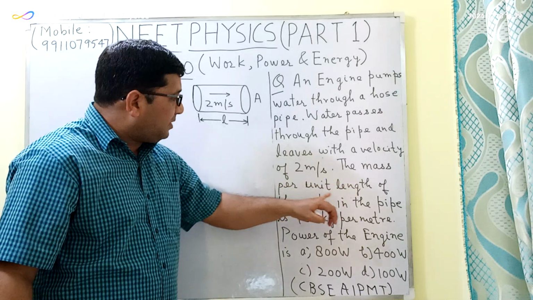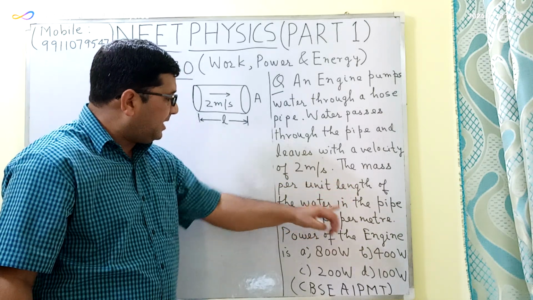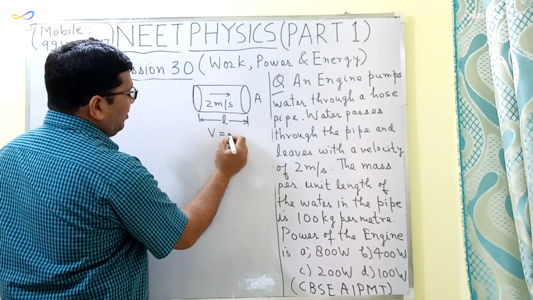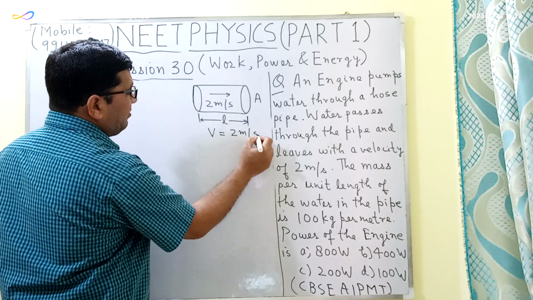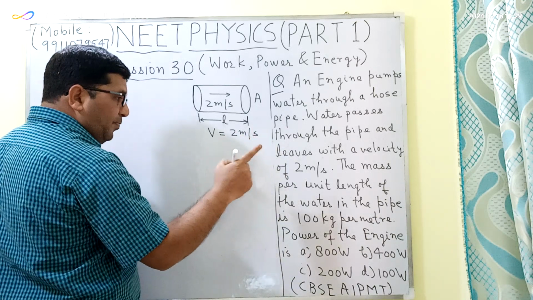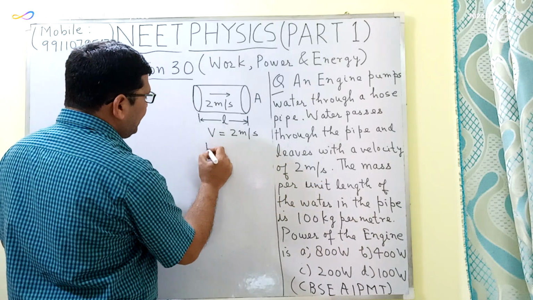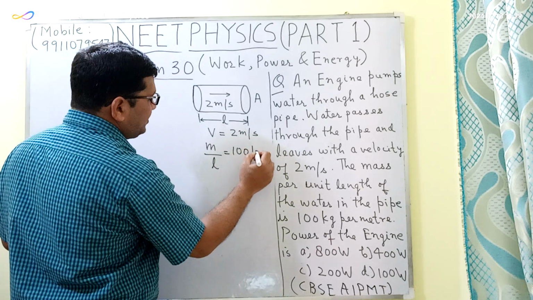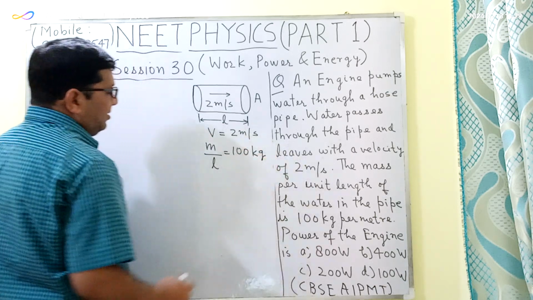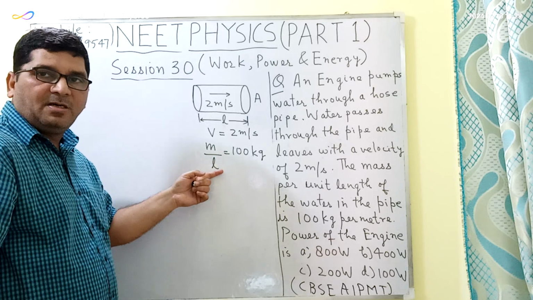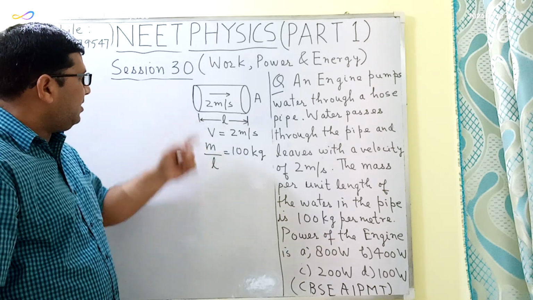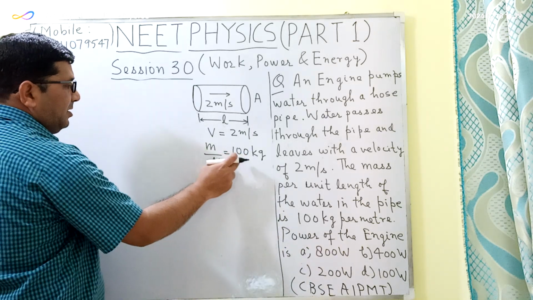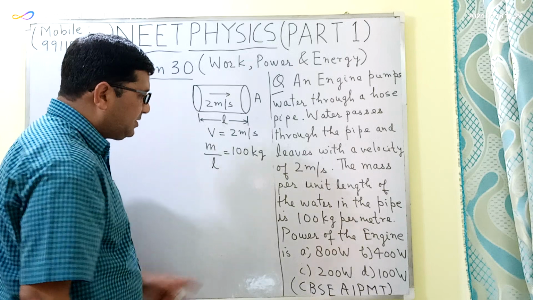The mass per unit length of the water in the pipe is 100 kg per meter. That is, first thing is, the velocity of the water is 2 meters per second, which has been given in this question. The mass per unit length of the water in the pipe is equal to 100 kg. So M upon L is 100 kg. L is the length of the hose pipe, and M is the mass of the water. So M upon L is equal to 100 kg. So these are the two parameters which we have been given in this question.